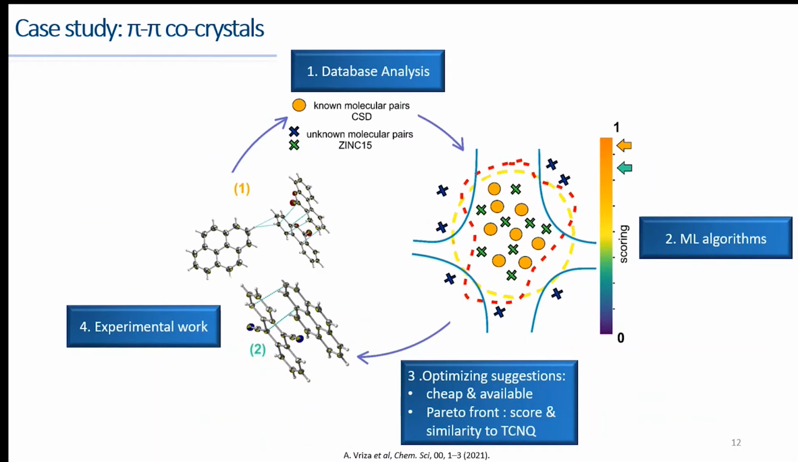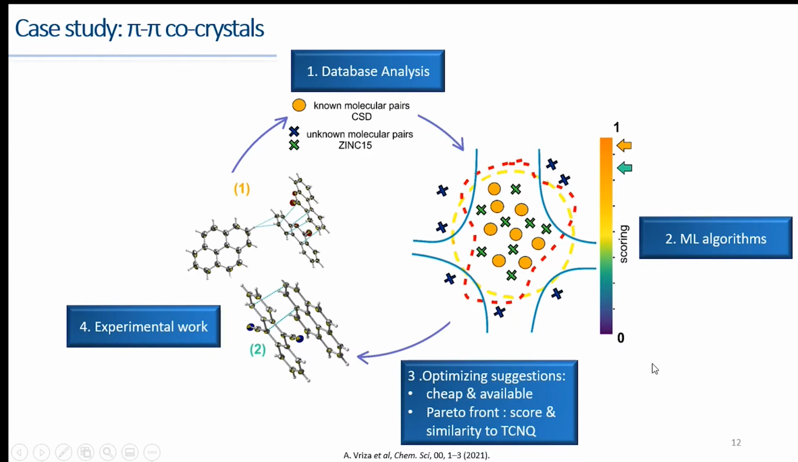So the first case study was the pi co-crystals, and it can all be summarized in this closed loop. We started from database analysis. We tried to get all the known molecular pairs from the CSD, and then we also tried to design a second data set of several unknown but possible molecular pairs from the ZINC-15 database, which can be synthesized in the lab. So we used the one-class classifiers to define the area in which most of the known molecular pairs can exist, and then to map any of the unknown molecular pairs in this region.